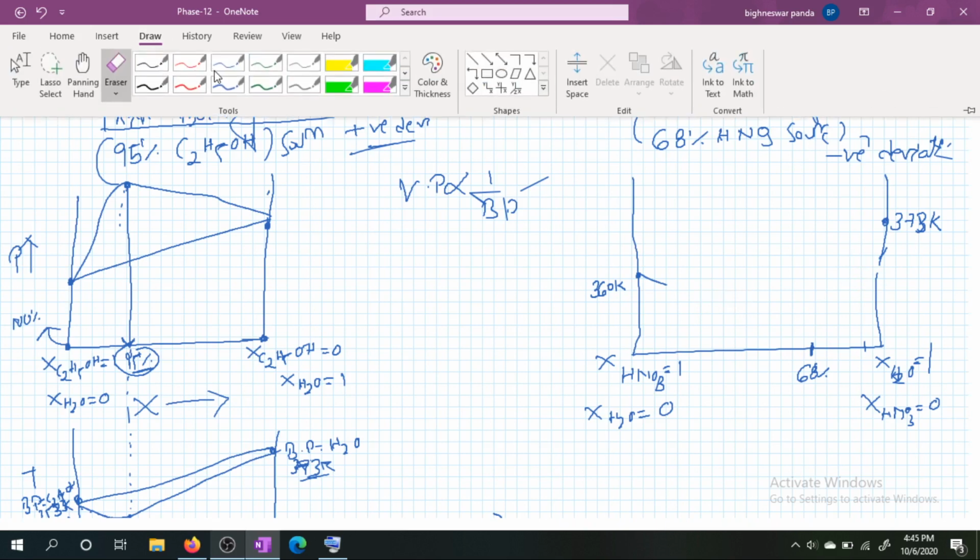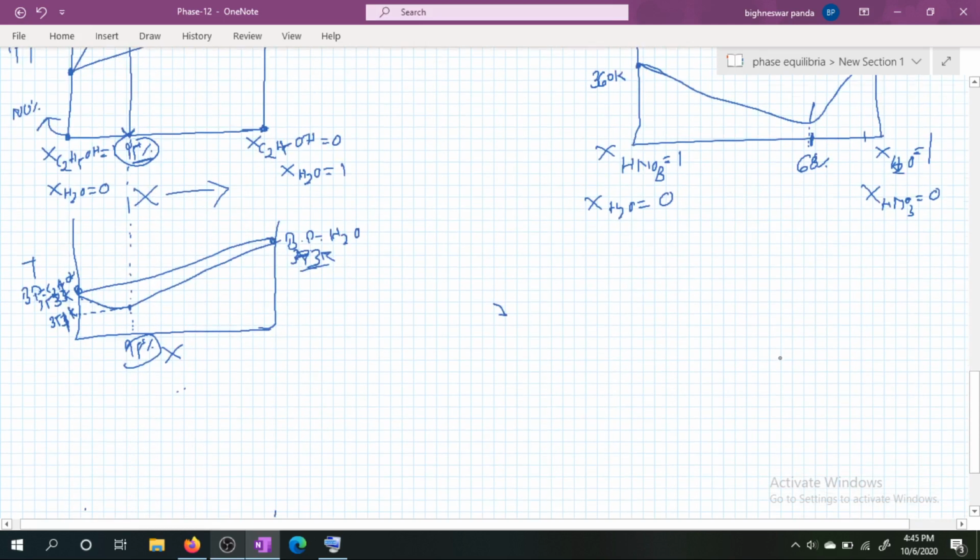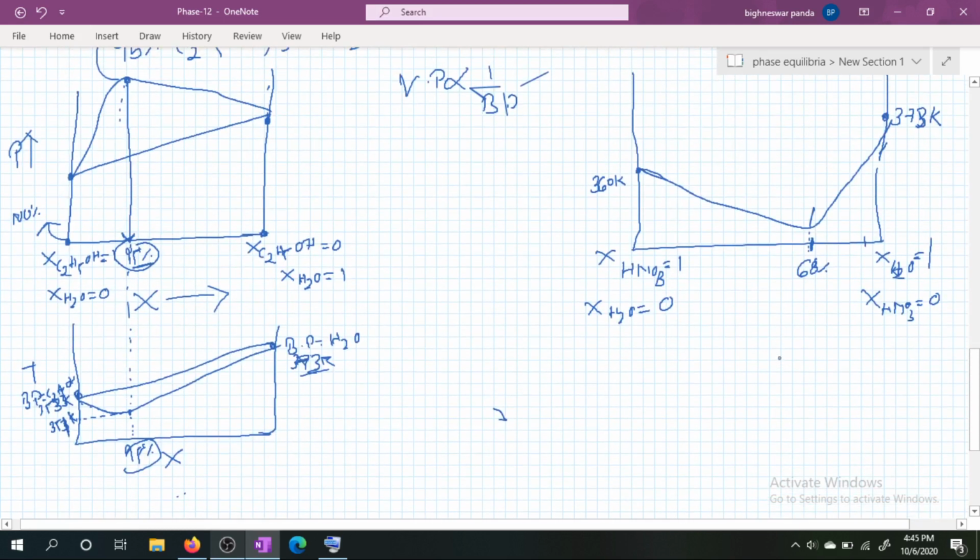The smooth curve. So at this composition, 68% composition, they have less vapor pressure. Why less vapor pressure? Because they show negative deviation. Since they show negative deviation, they have less vapor pressure.